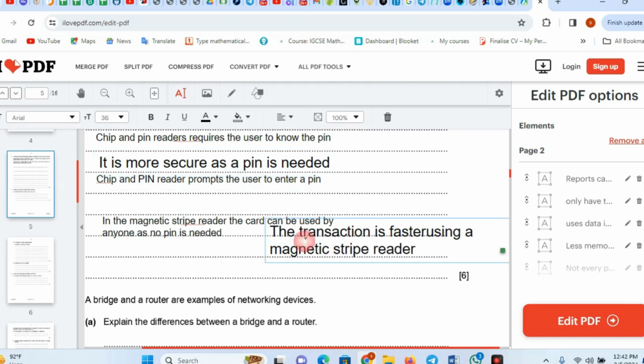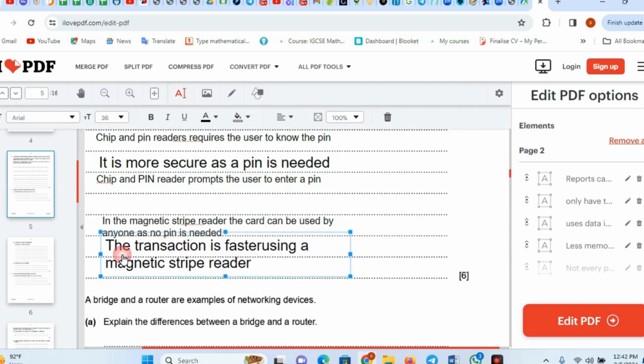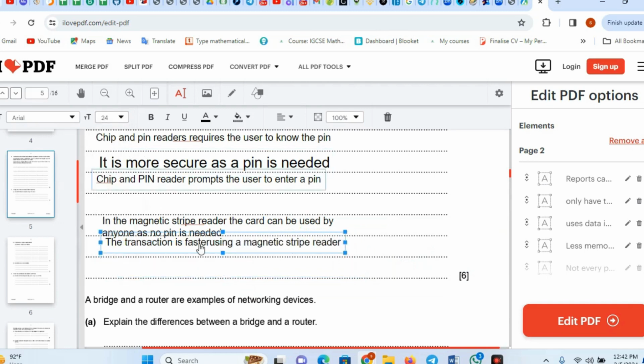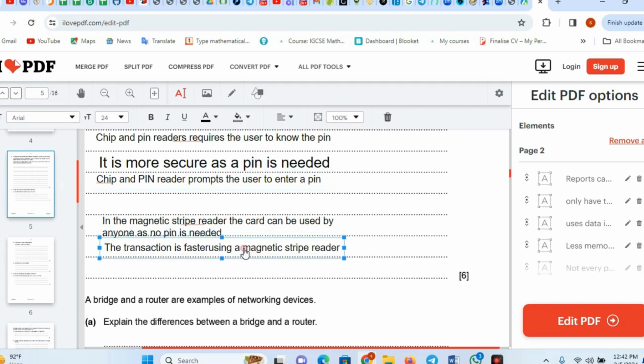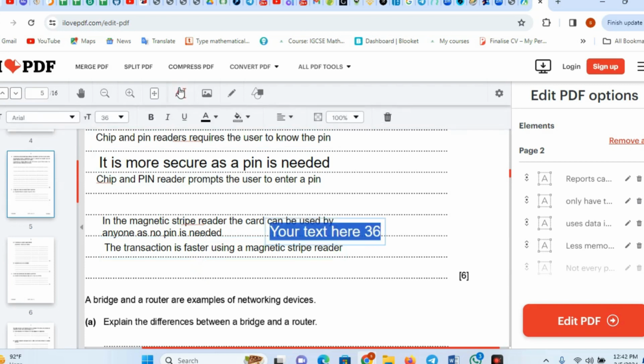Okay, that means there is no hassle of pin. There is no need for you to start looking for how do I press my pin? How do I do this? So all you need to do is to just put the card and make your transaction. So that makes it faster.